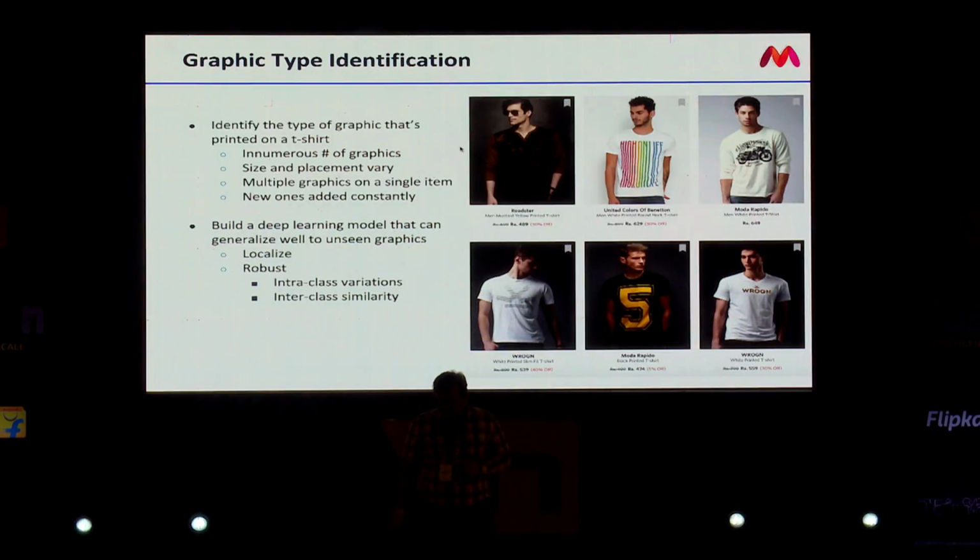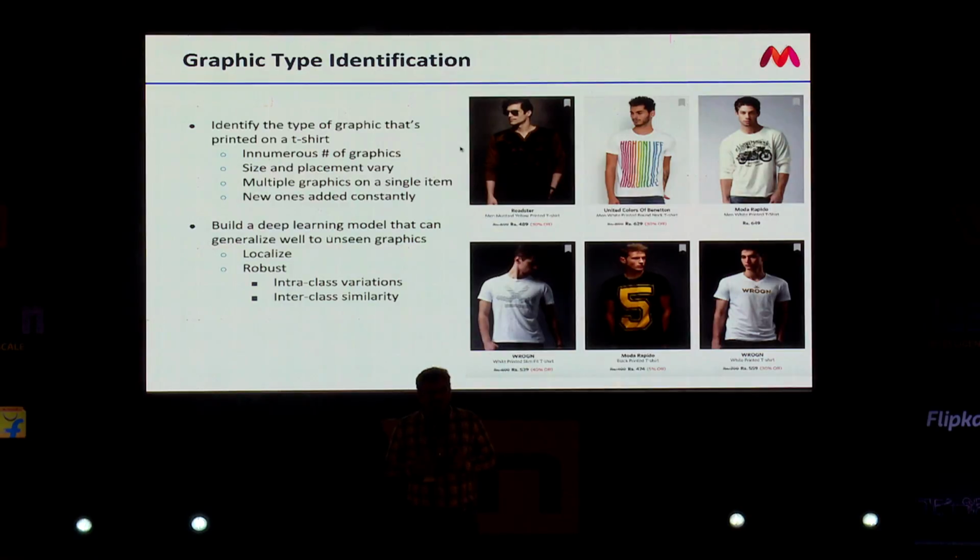For example, if you look at the snapshot that I got from our catalog, you can see that the size and placement vary quite a bit. In certain cases, there are also multiple graphics on a single item. For example, they can put multiple Disney graphics together onto the same t-shirt, and new ones are constantly being added. So the deep learning system that we develop should generalize well even to unseen graphics. And there are 2 technical challenges that we have to address.